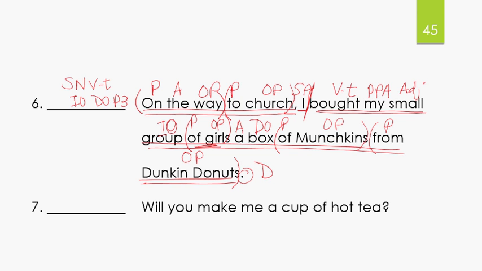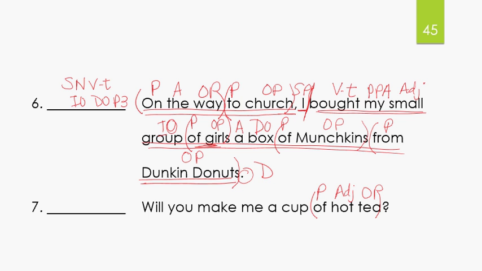All right, last sentence. Will you make me a cup of hot tea? Do you see any prepositions? Of. Preposition of what? Tea. Object of a preposition. What kind of tea? Hot tea. Adjective. Parentheses around that. Do you see any more prepositions? No. Okay.